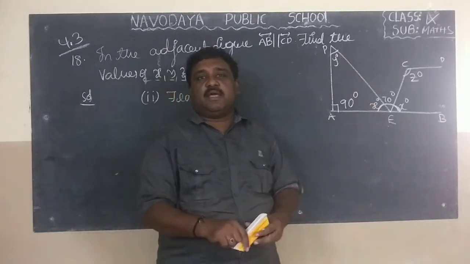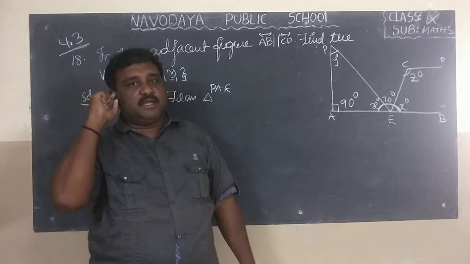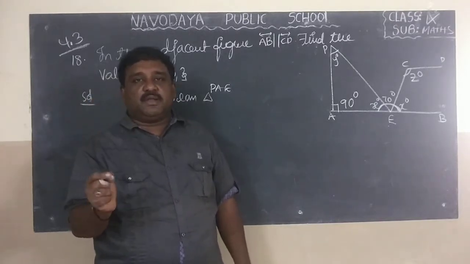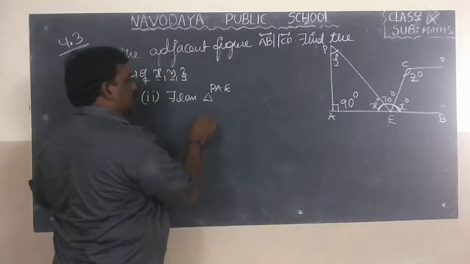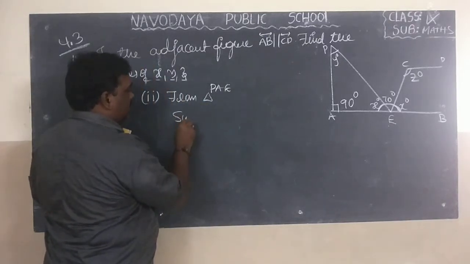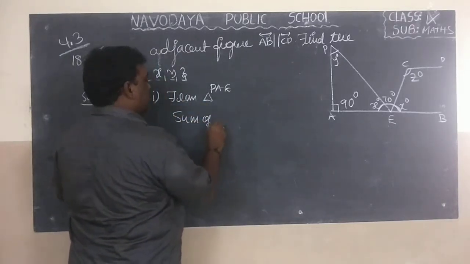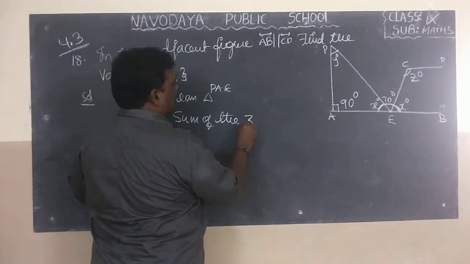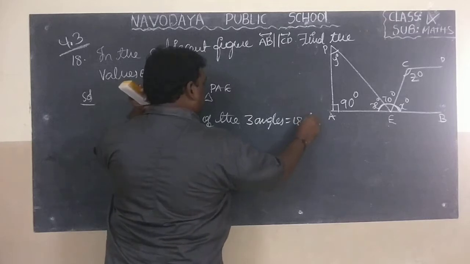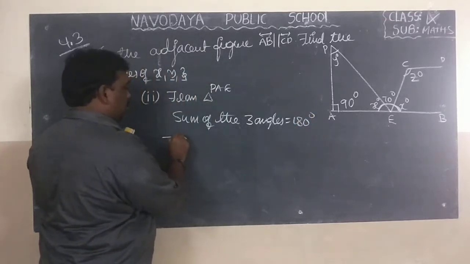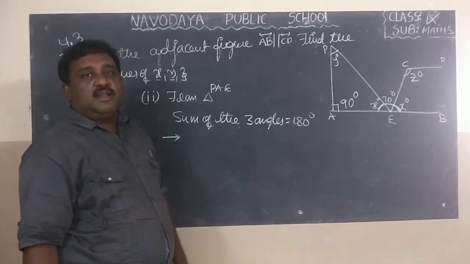Then what do we apply? Angle sum property. What is angle sum property? Sum of the three angles is 180. So from triangle PAE, the sum of the three angles is equal to 180. This is the angle sum property, you know. Sum of the three angles is 180.